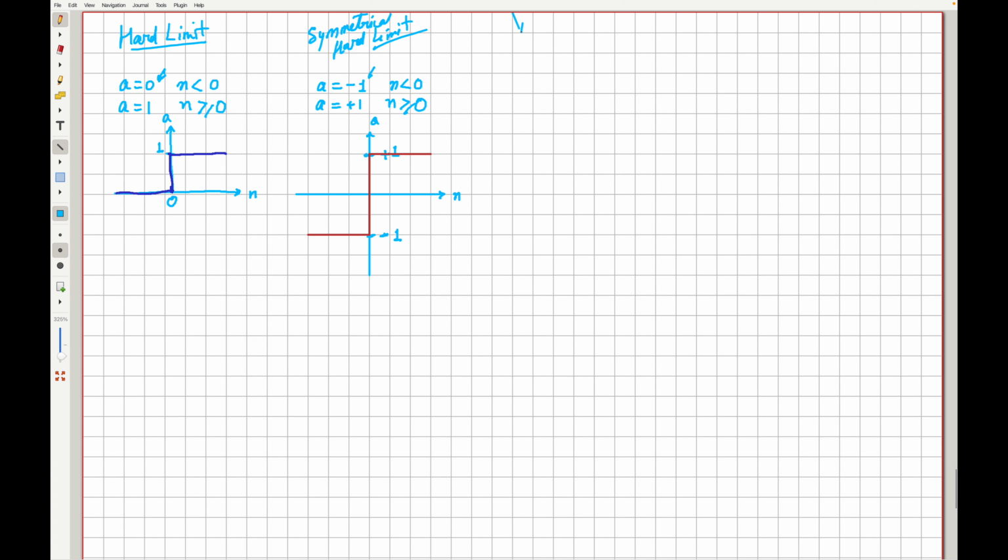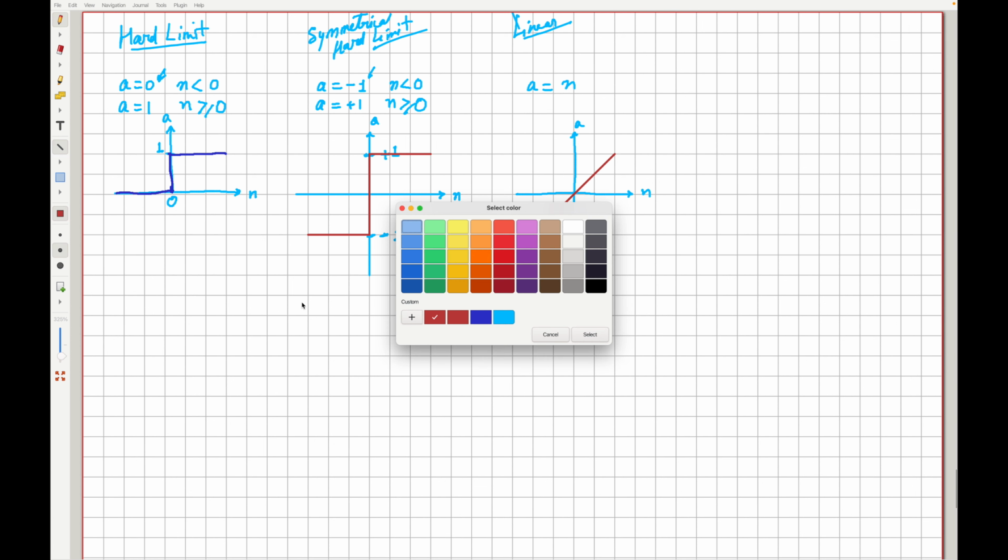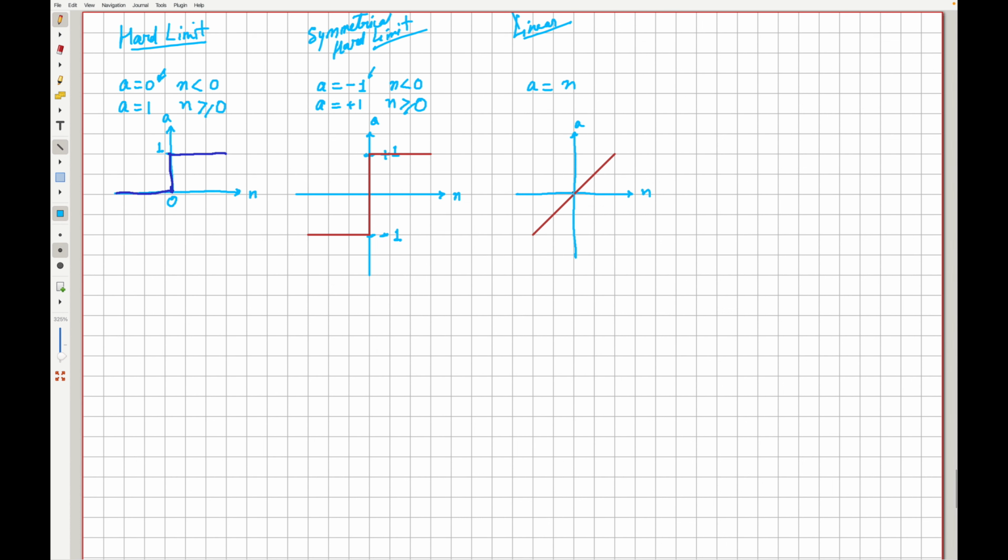The next transfer function is linear, and linear, as the name suggests, is pretty straightforward. a is equal to n. So what this tells us is that let's say we have n, and we then have some value for a, then whatever value we have for n would also be the value for a. In this case, this is shown here by this line, so that's the origin, which is at 0.